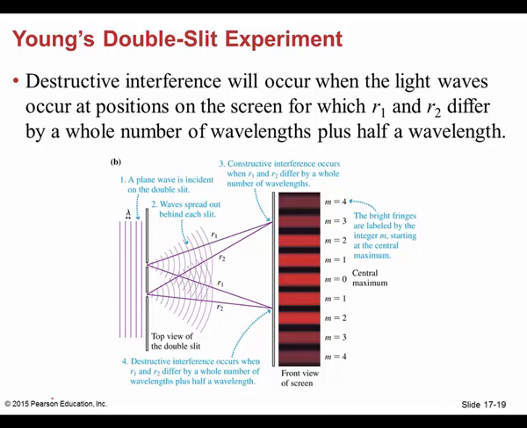So notice that destructive interference is occurring at positions on the screen for which R1 and R2 differ by a whole number of wavelengths plus half a wavelength, okay? And so that's helping you to explain, okay, I understand the black regions are interference, but how come? Well, this is why. All right, let's move on.